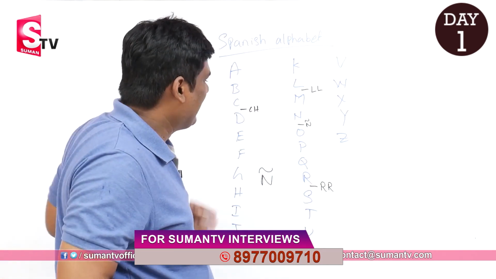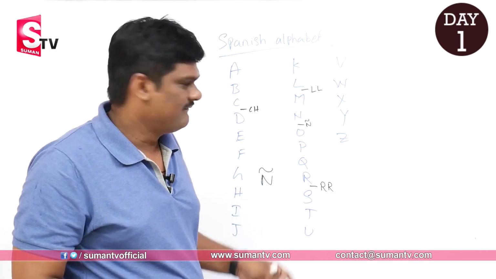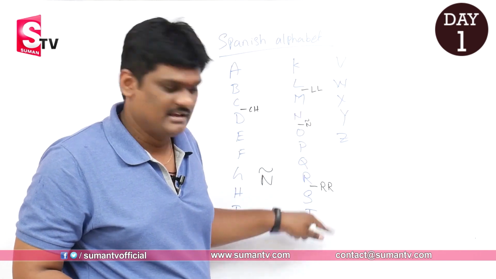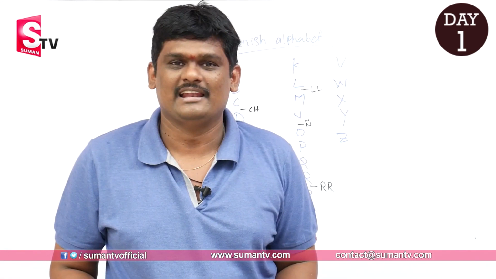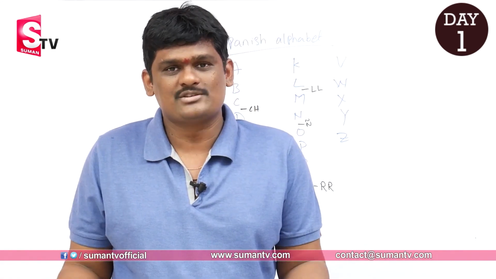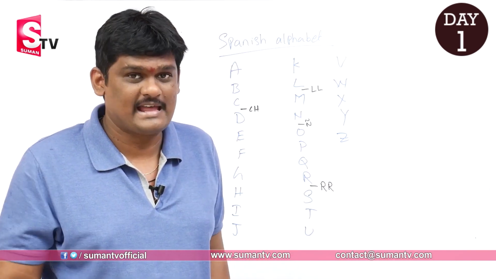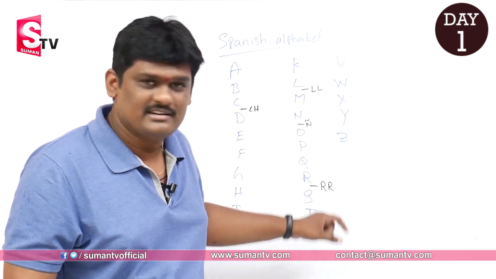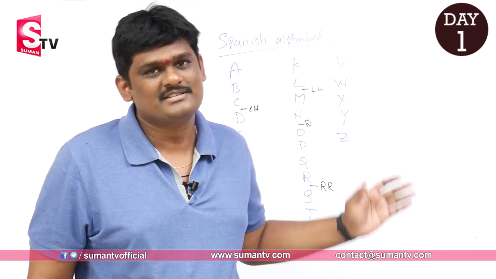So in English we have 26 letters, and with these 26 we add CH, double L, Ñ and double R. In Spanish there are 30 letters. The special characters in Spanish are CH, double L, Nya and double R. Now let's see the pronunciation of these letters.